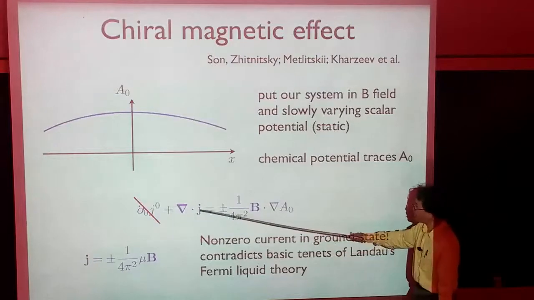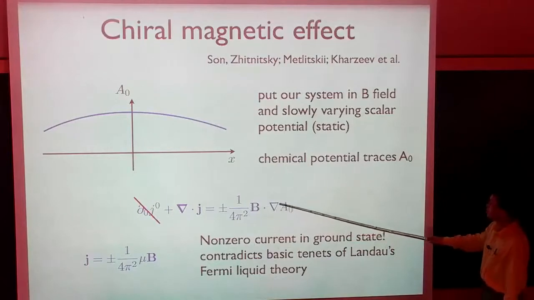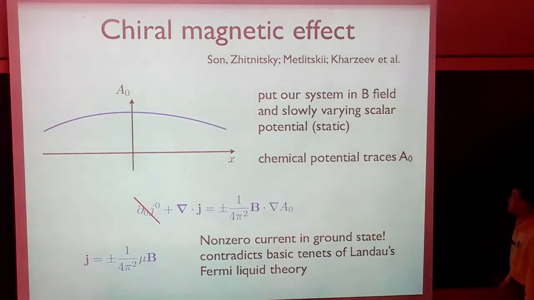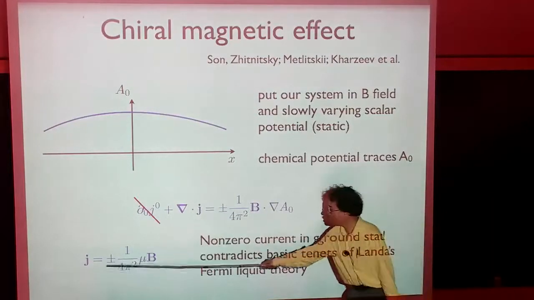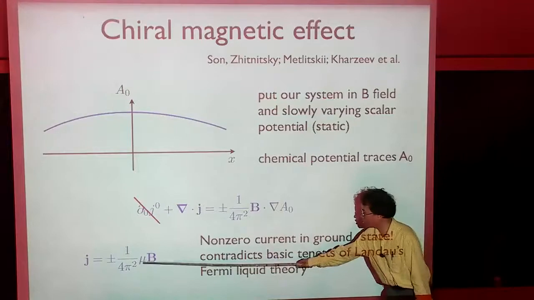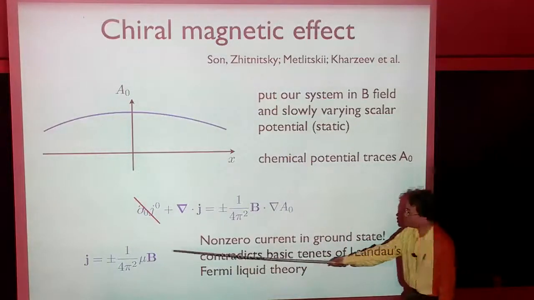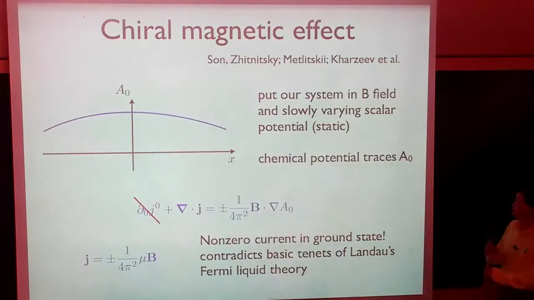So the divergence of the current is equal to B times E, but E for a static case like what we are considering here is the gradient of A0. And this equation can be satisfied if the current itself is equal to the chemical potential times B. Remember that the chemical potential traces A0. So if we take the derivative of that, we will find exactly this expression.